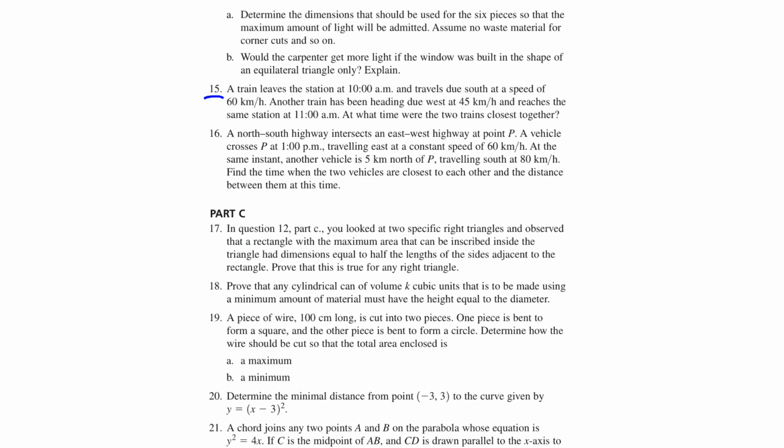The next question is question number 15. A train leaves the station at 10 a.m. and travels due south at a speed of 60 kilometers per hour. Another train has been heading due west at 45 kilometers per hour and reaches the same station at 11. At what time is the distance between the two trains minimum?